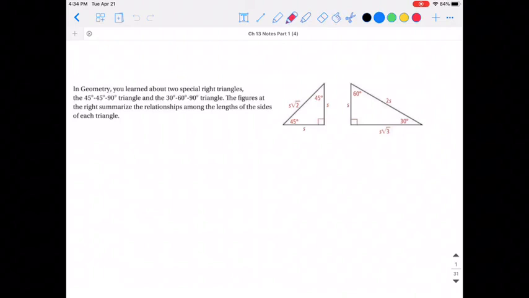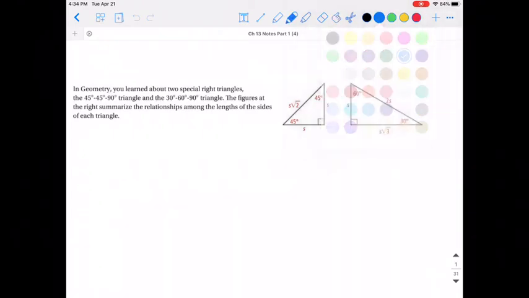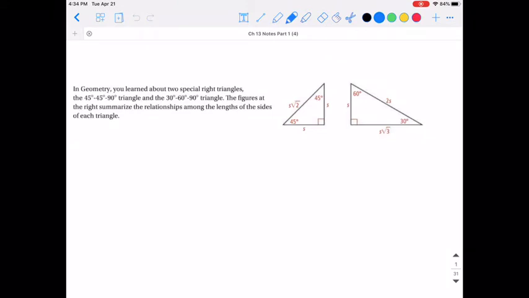Hey guys, so today we are going to talk about section 2 of chapter 13, but before we get into that, we have to review special right triangles. Special right triangles are very, very important in this chapter. So in geometry, you learned about two special right triangles, the 45-45-90 triangle and the 30-60-90 triangle. The figures at the right summarize the relationships among the lengths of the sides of each triangle. So for this section, you need to memorize your special right triangle rules.